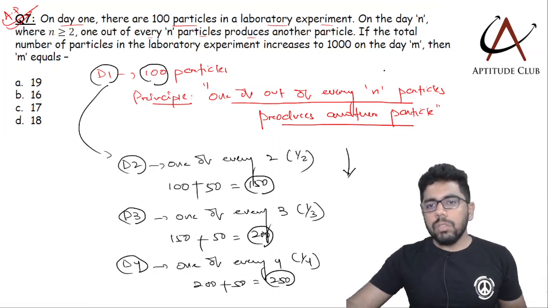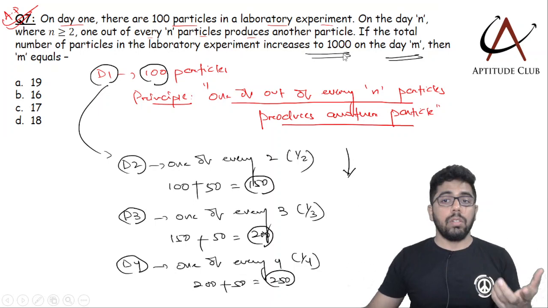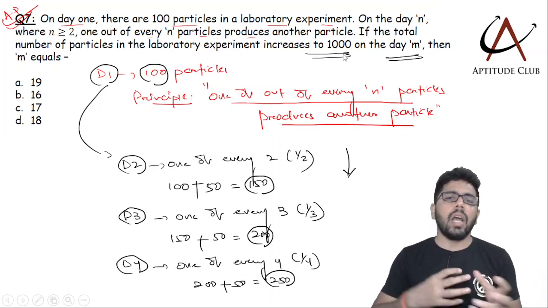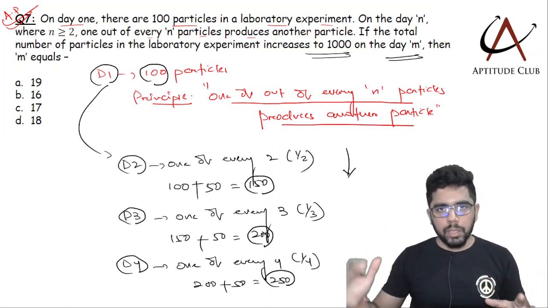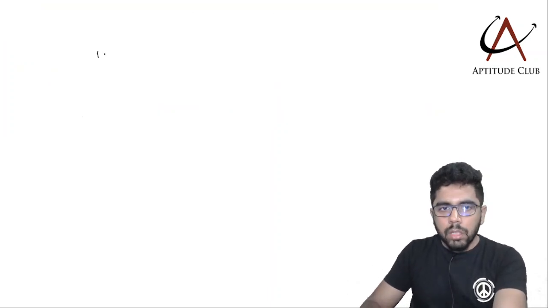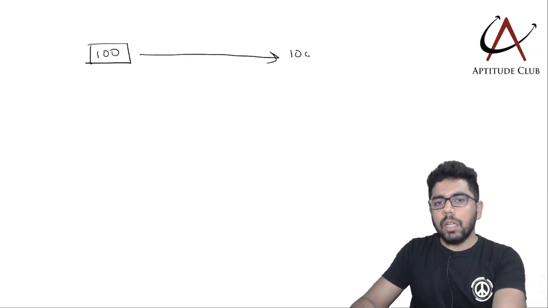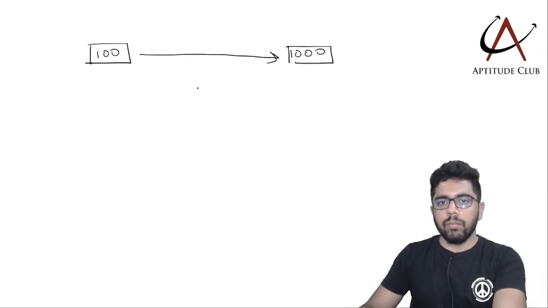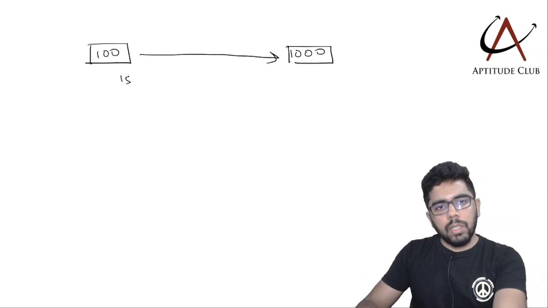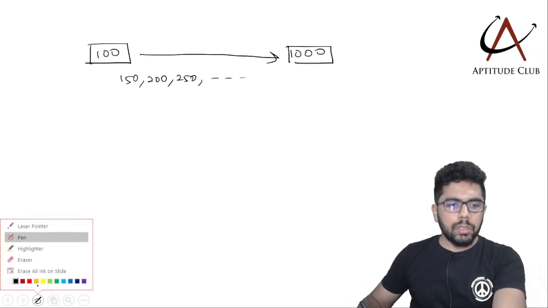So I'll have to figure out the day. So if the total number of particles increases to 1000 on day m, so basically in how many days you will reach 1000 if you're going by this pattern? That is what the question is. So let's put it in a pattern. So we had 100, and I'll have to reach till 1000. And in between, I can see the sequence is gradually increasing in an arithmetic progression. So arithmetic progression का formula आ जाएगा.